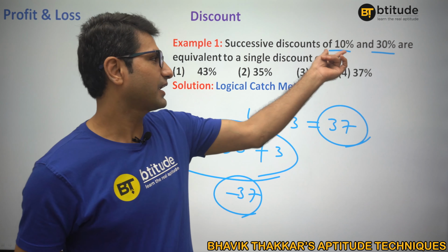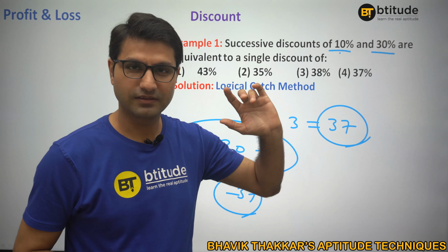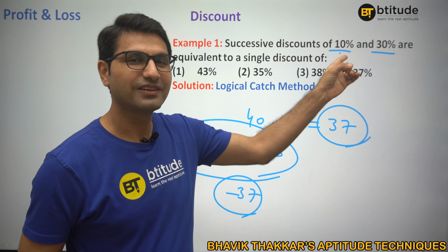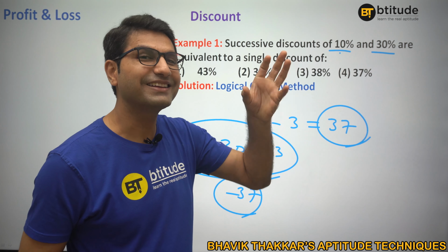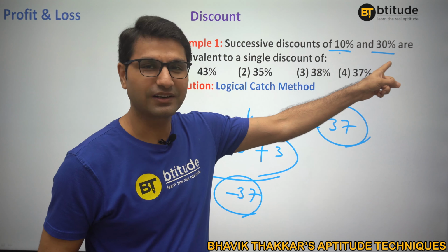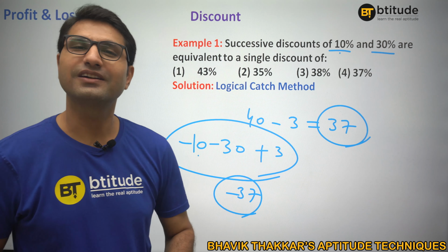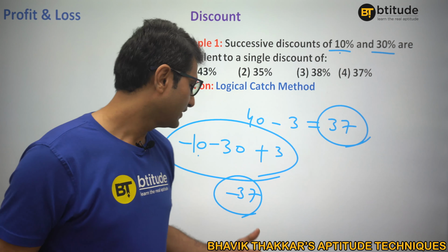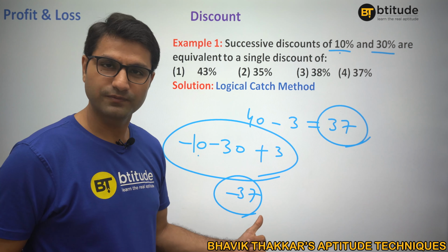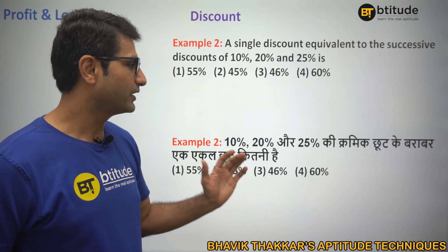So what happens is 10% plus 30%, minus, because you are not getting that additional discount. 10% plus 30 is 40, minus 10% of 30 is 3, so 37%. Getting this? And this is how you can do it also. Fair enough? Let's move to the next one.